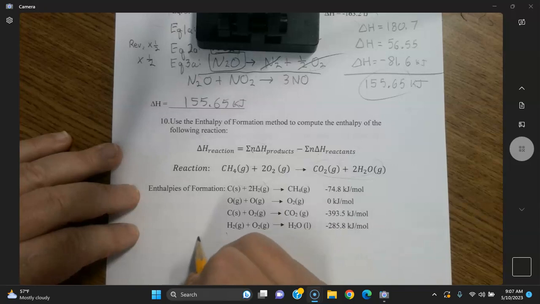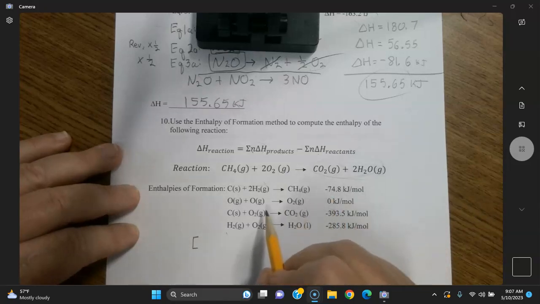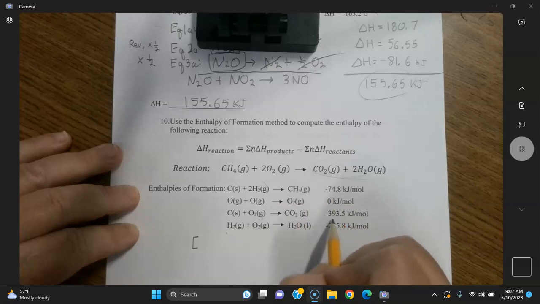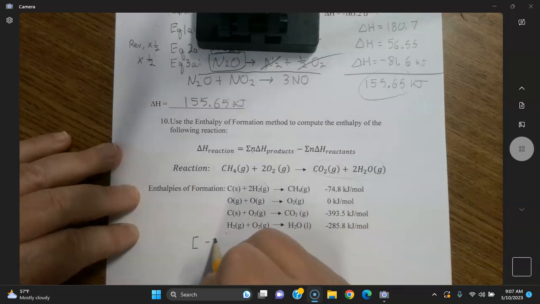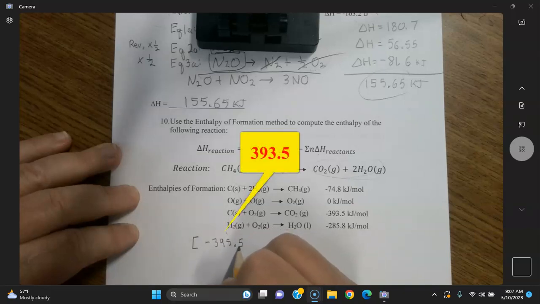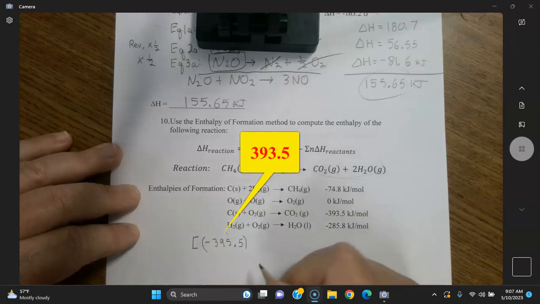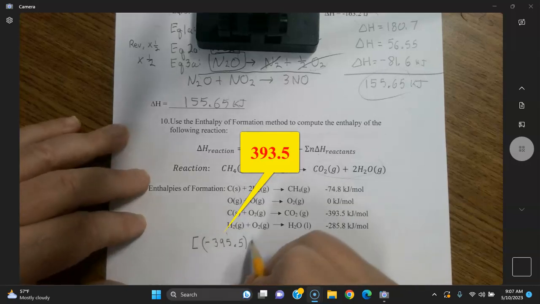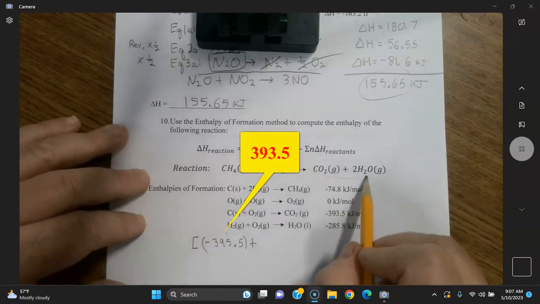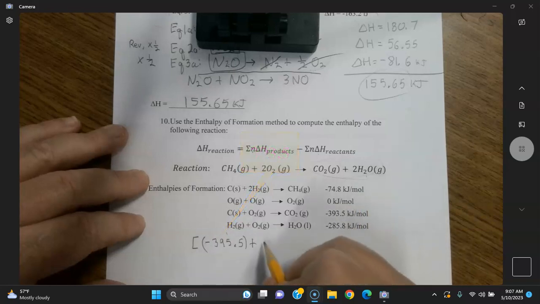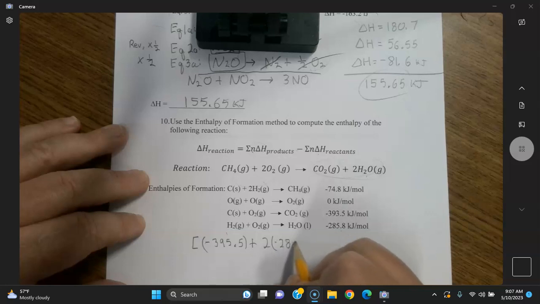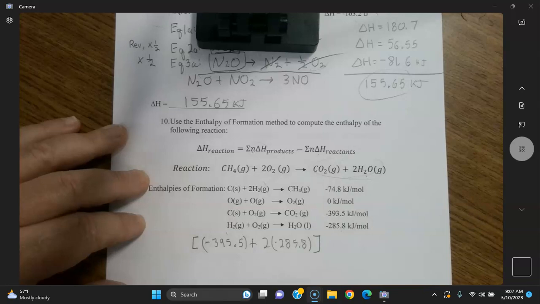So I like to use square brackets. You didn't have to. And CO2. So here we have CO2 is right here. It's negative 395.5. Put that in parentheses. You don't have to, but I like to. Plus, you're adding now 2H2O. So it's going to be 2 times negative 285.8. And now square bracket.